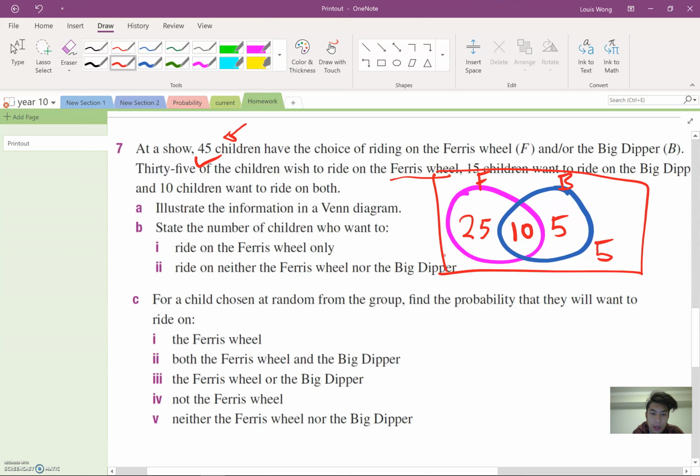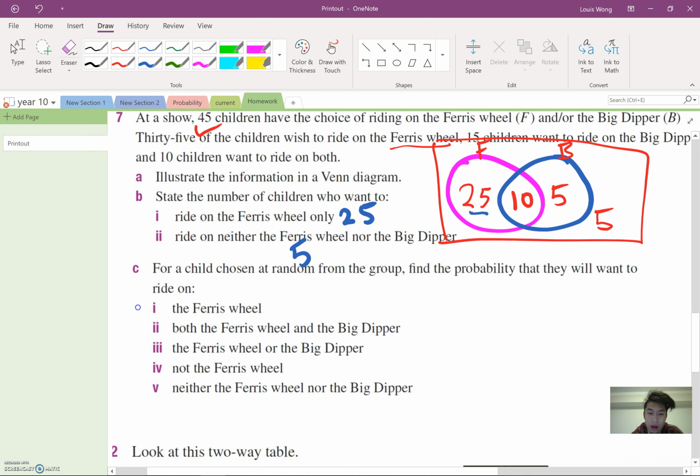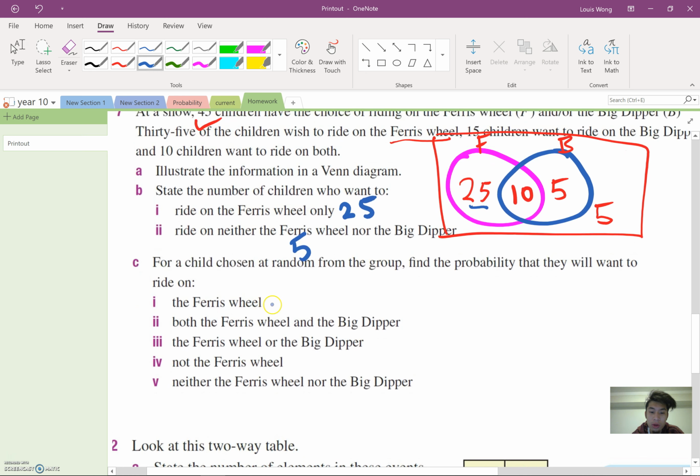Great. So question B asks us to state the number of children who want to ride on the Ferris wheel only. Only is the Ferris wheel people who are not shared by anything else. That's 25. Who want to ride on neither the Ferris wheel nor the Big Dipper, so none of them, they don't want to ride at all. That's this number on the outside of the 2 circles. So that's 5. Okay. For a child chosen at random from the group, find the probability that they want to ride on the Ferris wheel. I'm going to let you do that question.